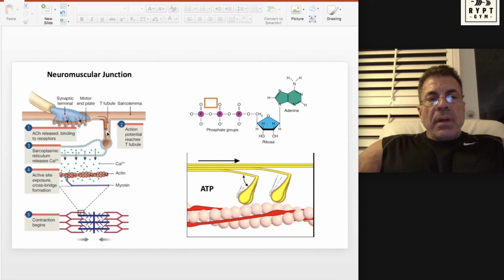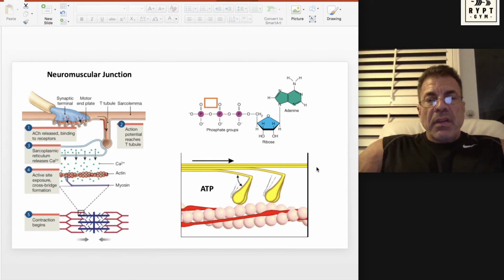And when it goes into the T-tubule, the interaction with the sarcoplasmic reticulum causes calcium to be released. And it's calcium that then binds to the actin's thin filaments to expose its active sites. So what does that mean? These red lines are representing tropomyosin and troponin, which actually keep the actin covered and inactive. But in the presence of calcium, these move over and expose the binding sites to myosin. These are the thick filaments here.